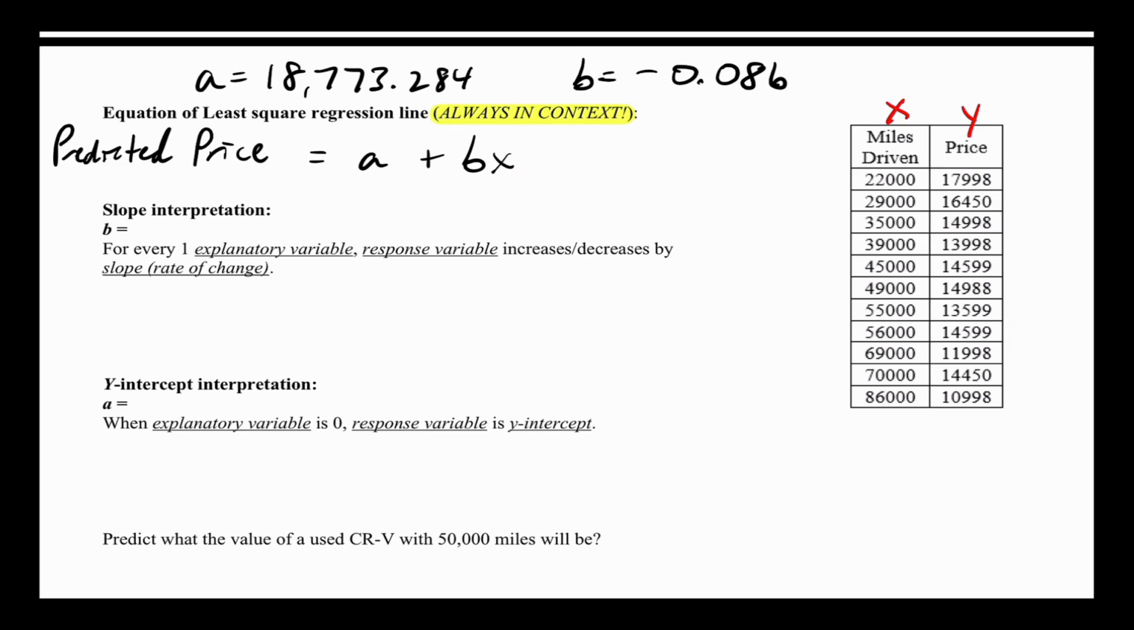Predicted price. It's not the actual price. Those numbers are over here. Okay, it's the predicted price. That's why it's got a little hat on it. A is a number. Don't we know what A is? They told us A is right here. All right, so this number here, I'm going to move down here. Put it right there. That's what A is.